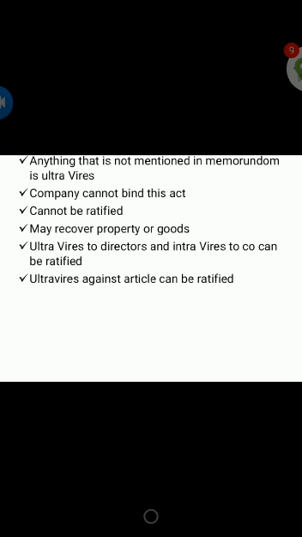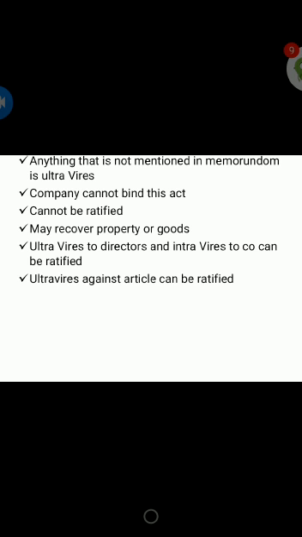Then, anything that is ultra vires the directors but intra vires the company can be ratified by all the members. So ultra vires to the directors and intra vires to the company can be ratified by the members or the shareholders. Intra vires means within the power of the memorandum of association; if the company acts as per the memorandum of association and within its power, it is intra vires.